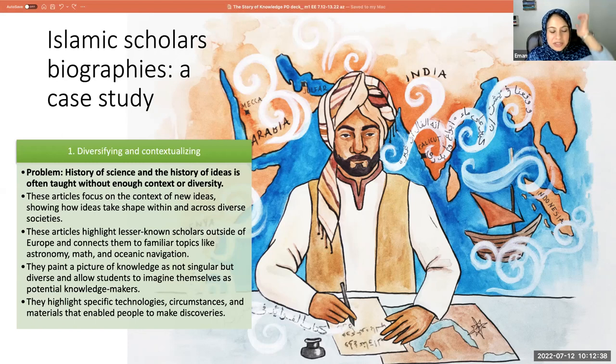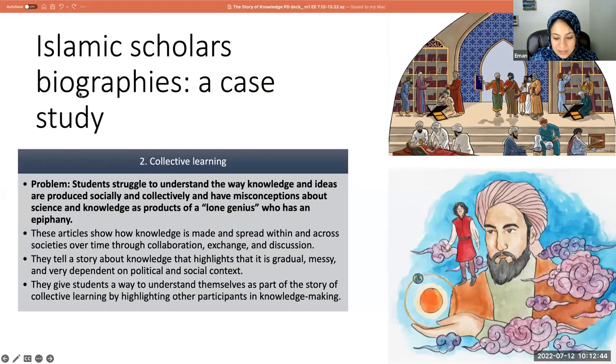People come up with technologies and ideas for specific needs, which brings us to our next point, which is collective learning. These articles do talk about geniuses. You know, it's not as though these don't feature individuals. They certainly do. And a lot of these geniuses create entirely new paradigms, new ways of thinking about the world. But it also really wants to highlight that they did not do this alone.